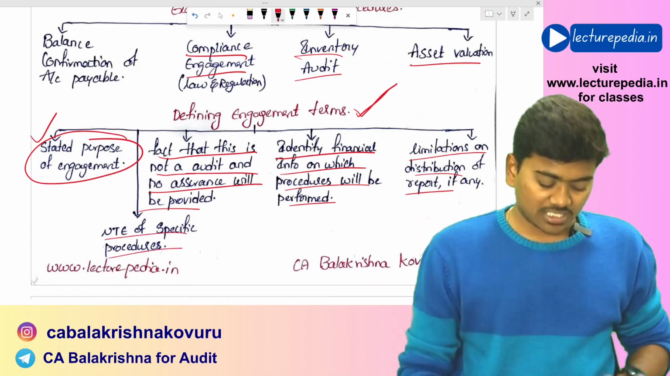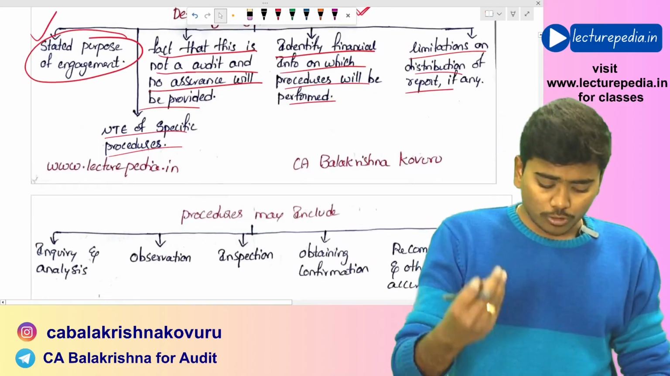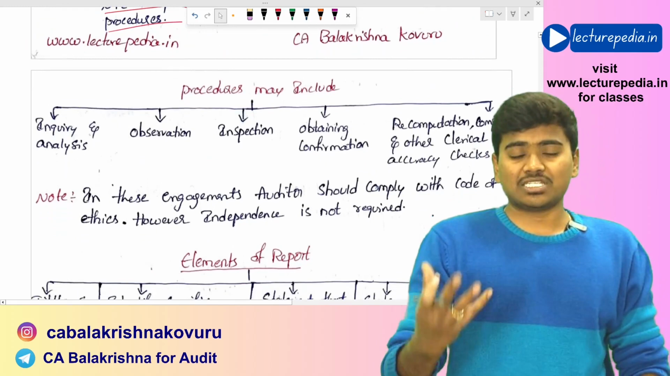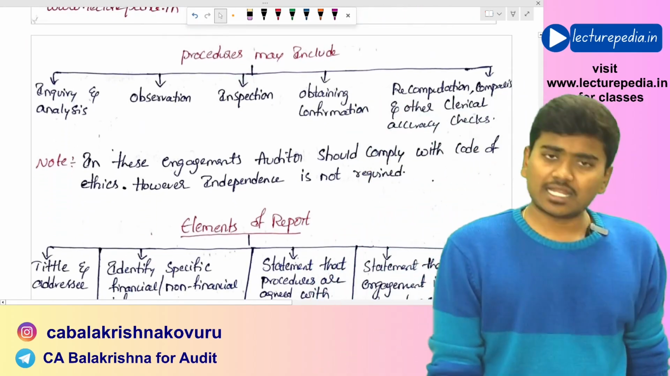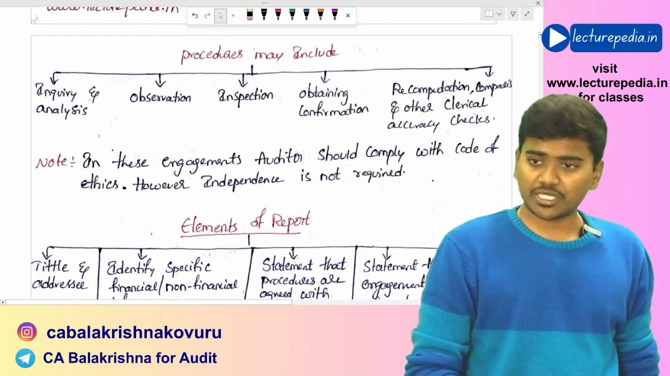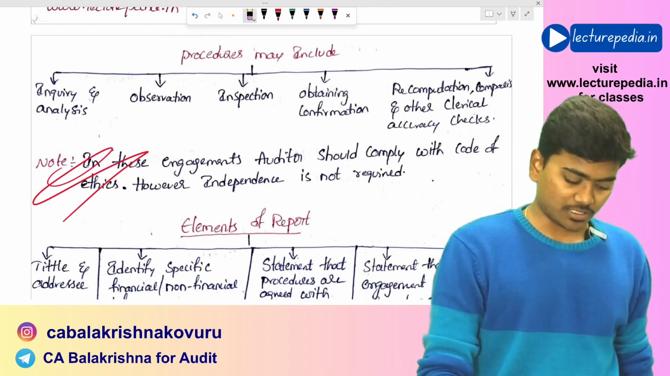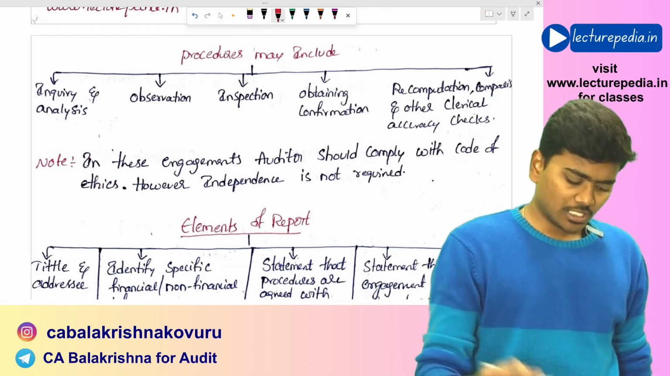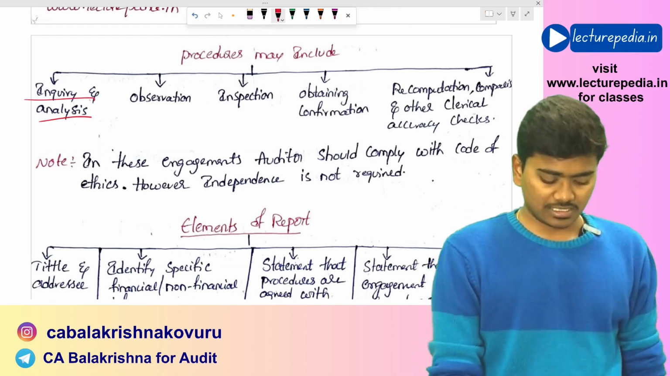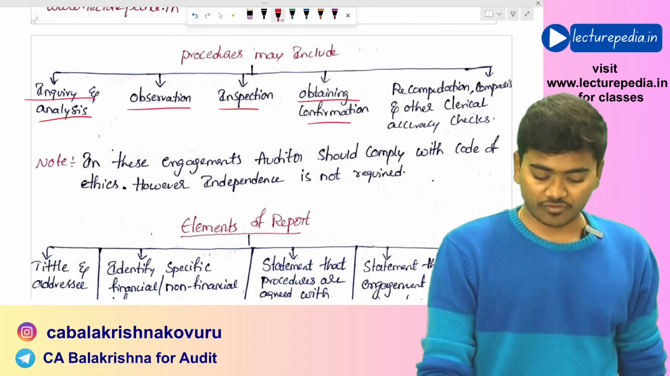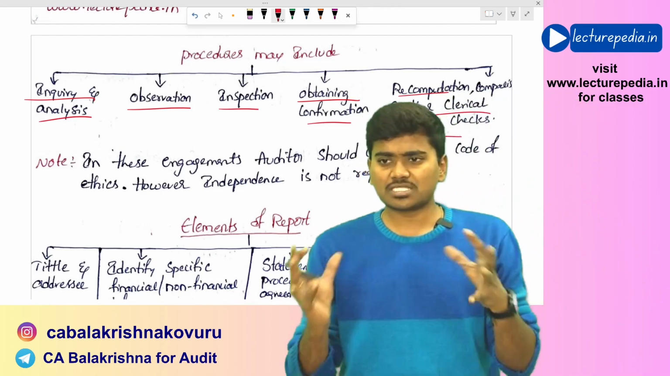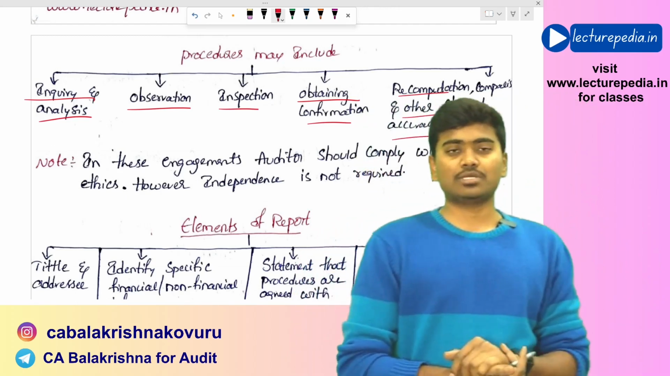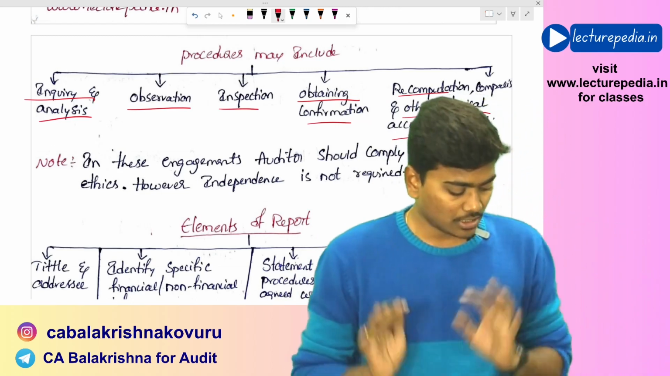And the nature, timing, extent of specific procedures. What could be examples of certain procedures that the auditor and management can agree upon? Okay, inquiry and analysis, observation, inspection. Normal general procedures only: inquiry, analysis, observation, inspection, obtaining confirmation, recomputation, okay, and other clerical accuracy checks. These could be certain examples of the procedures that can be agreed between the management and the auditor.